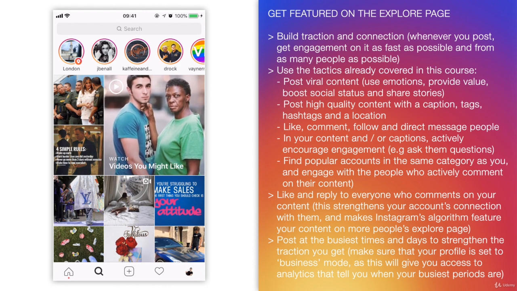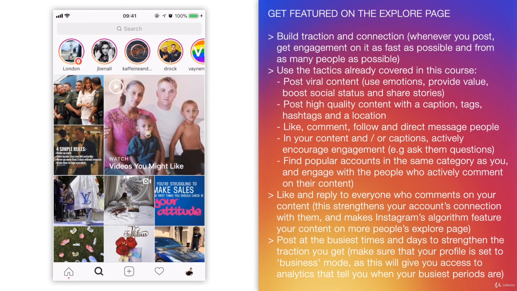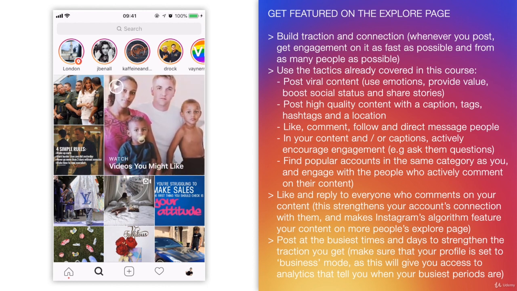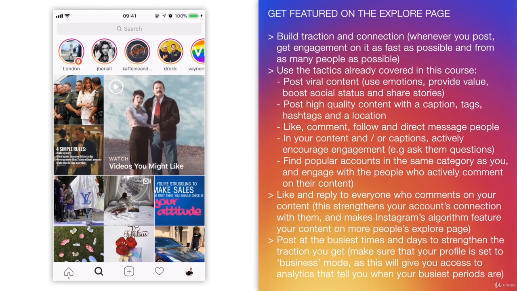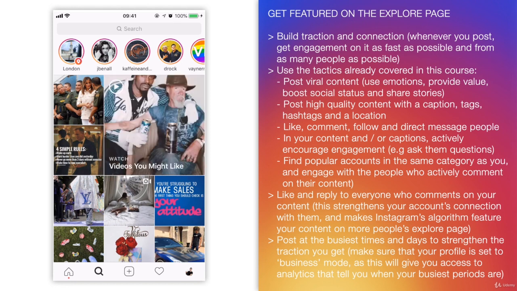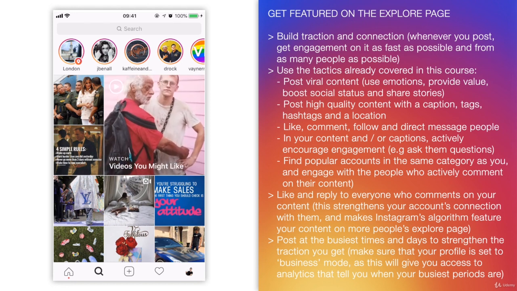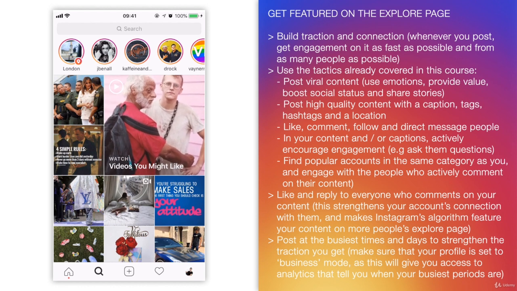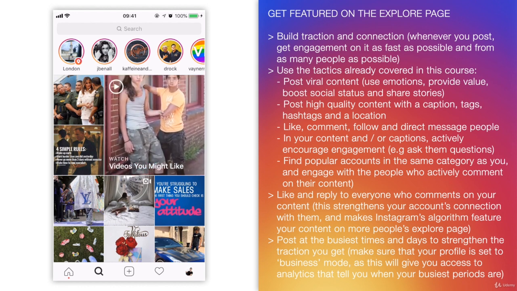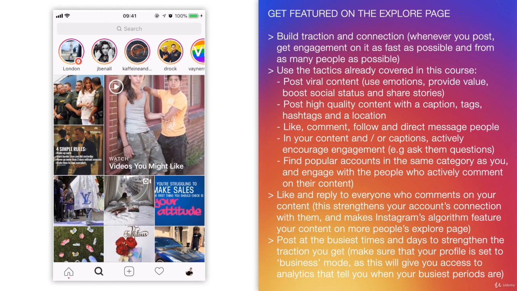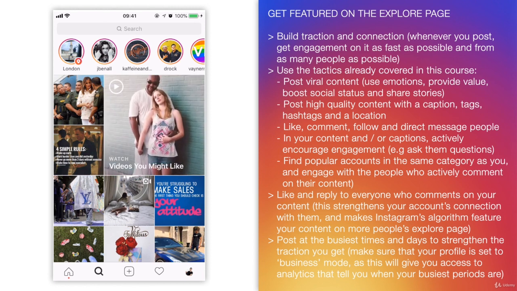So as I mentioned, do what we've already covered. Post viral content that targets emotions, provides value, increases social status, or shares stories. Then also make sure that the quality of your content is high, that it includes a caption, has tags, hashtags, and a location included as well, because all of that increases the traction of your content. That will get as much engagement as quickly as possible.